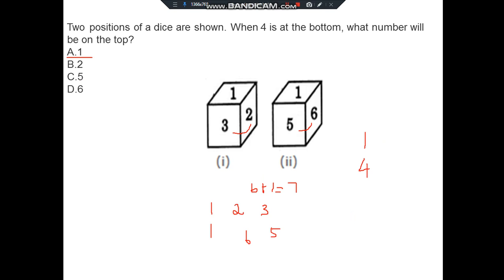Okay. Next, 2 positions are given. When 4 is at the bottom, what will be on the top? Check whether we can use the general dice concept. Yes, 6 plus 1 is 7 in the second position, so general dice concept. Then the common term is 1. Rotating clockwise, you get 2, 3. Next, 6 and 5. So 2 is opposite to 6, and 3 is opposite to 5. What is our question? 4 is at the bottom and what will be on the top. 2 and 6 are opposite, 3 and 5 are opposite. Leaving that, you have only 1 left. So the opposite number to 4 is 1. Hope you understood. Next question.